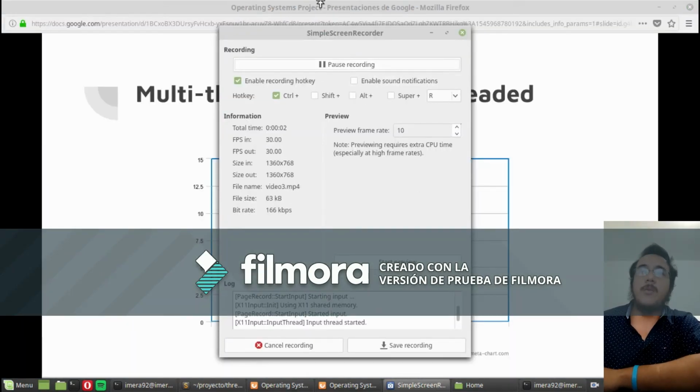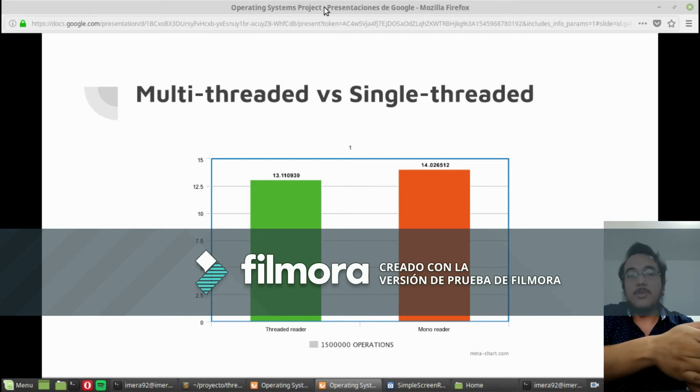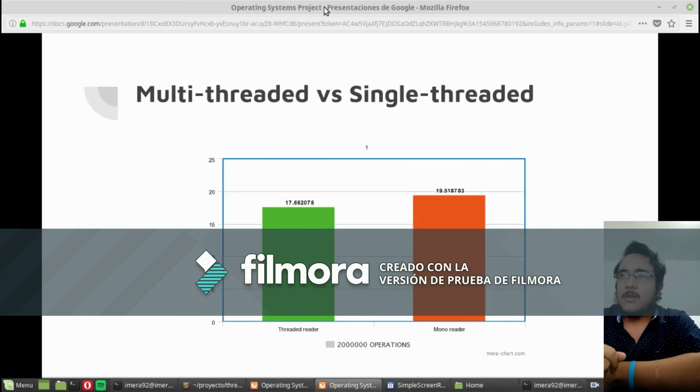How can we check that a threaded reader, as I'm going to call it from now on, actually is efficient, it actually works? So I ran some tests. I established a threshold of how many operations each solution could execute and how much time it took. So at 1.5 million operations, we can see that we have a difference of almost 1 second. If we increase the number of operations to 2 million operations, we can see that the difference is almost 2 seconds, and we can start to see a pattern.